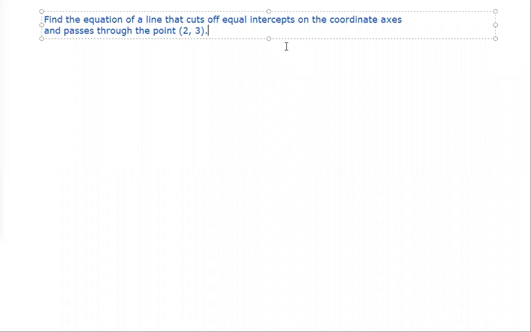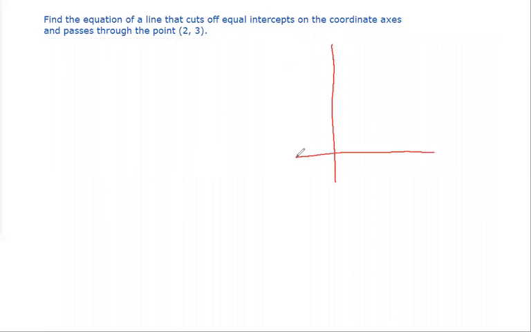Find the equation of a line that cuts off equal intercepts on the coordinate axis and passes through the point 2, 3. So he's talking about now I think intercept form. It looks like this question is on the basis of intercept form. Am I right?